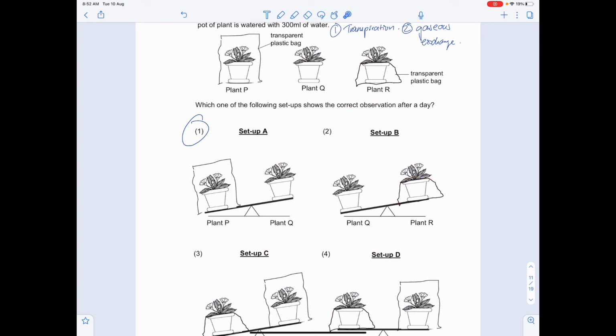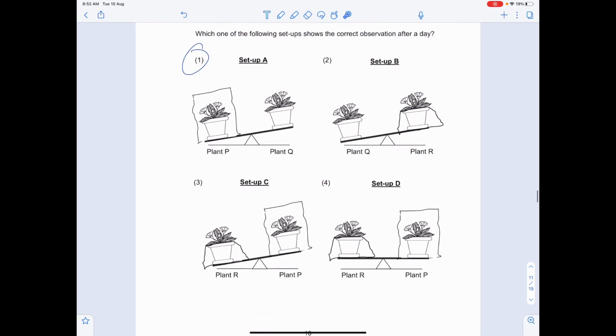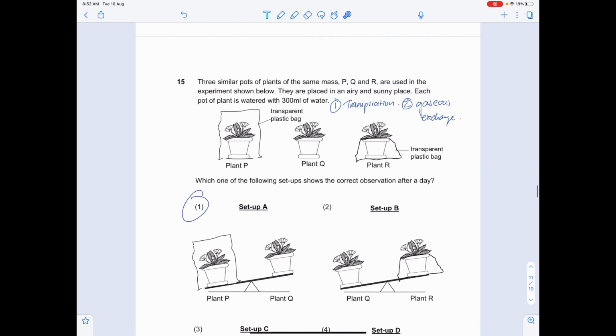However, I must say that technically this should go up, and this should go down, simply because the bag here actually prevents evaporation. So at least some amount of water would be retained here. So if you were to compare which one has the most amount of water, I would say that it will be this one, plant P, followed by R, followed by Q.